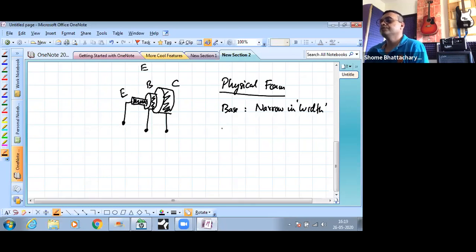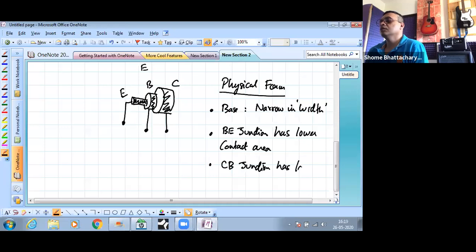whereas also the base emitter junction has lower contact area, whereas the collector base junction has comparatively large contact area. So this is as far as the physical dimensions is concerned.